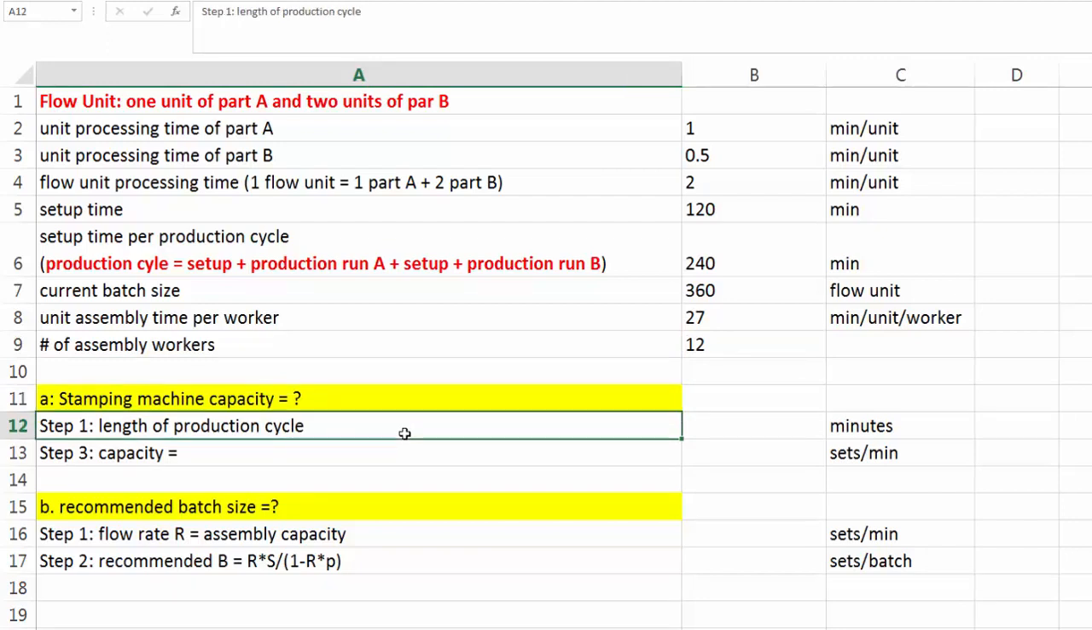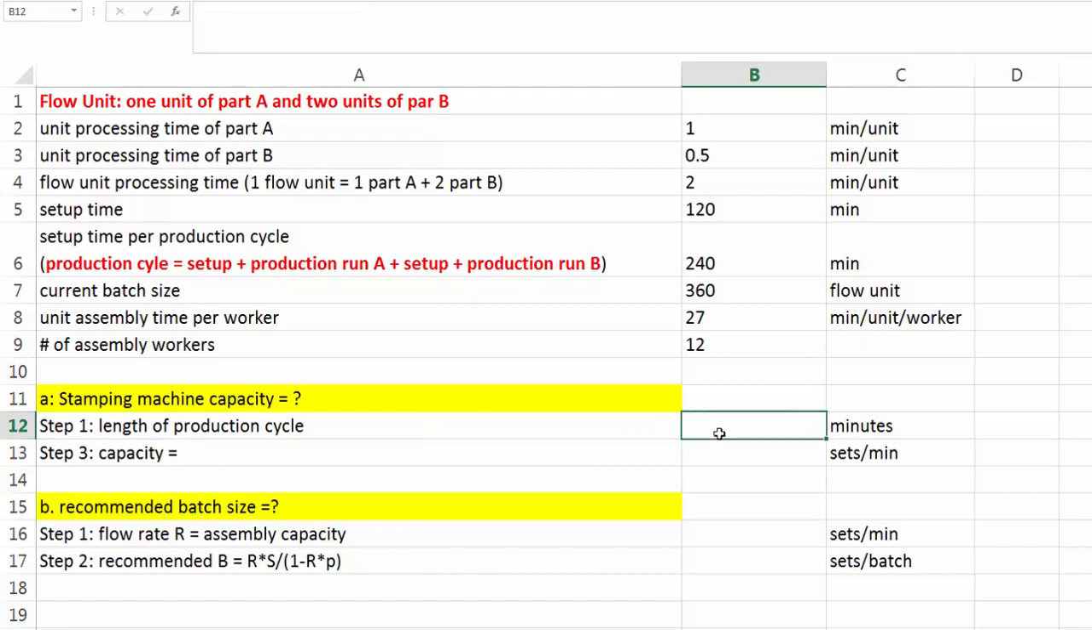Let's calculate the length of production cycle first. It's equal to setup time per production cycle, 240 minutes, plus batch size 360 times flow unit processing time, which is 2 minutes per unit. So the length of production cycle is 960 minutes.